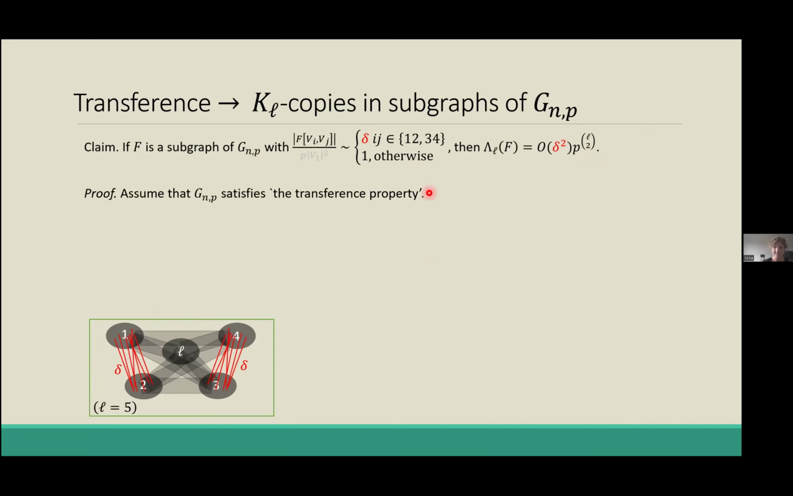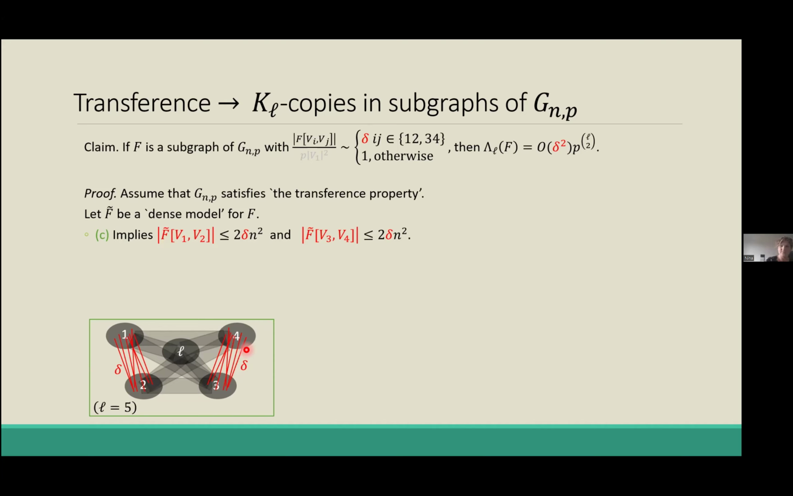Well, first of all, you have to assume that G(n,p) satisfies this transference property that I mentioned. So this happens with high probability. And now, assuming that this does hold, you find a dense model for your favored subgraph F. And with this dense model, I mentioned that it has roughly the same distribution as our initial subgraph F. So this means that in this dense graph, you have at most a delta proportion of edges on the left and at most delta on the right.